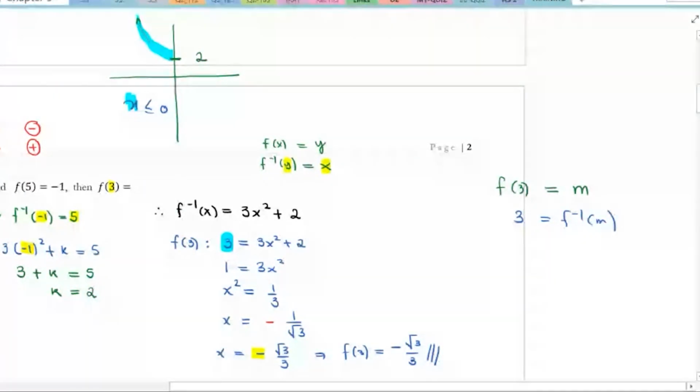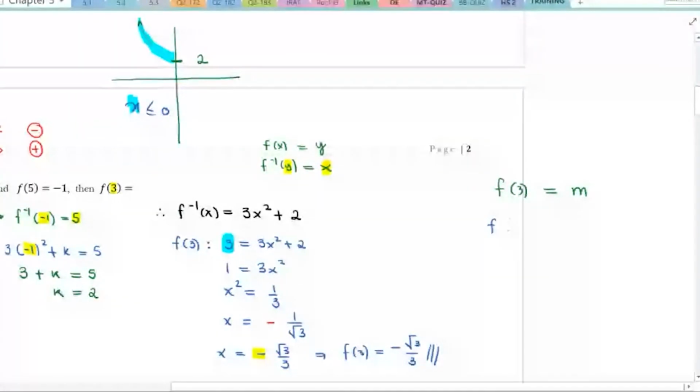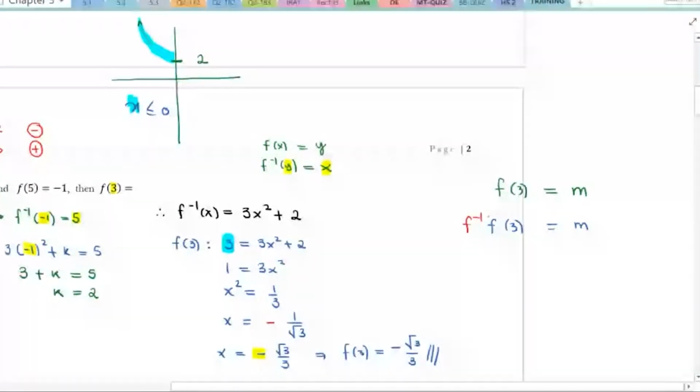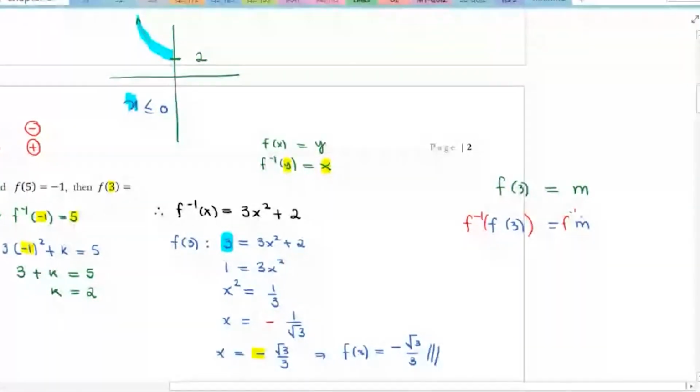If you do not understand this one, just relax. You have f of 3 equal to m. So take the inverse of both sides, f inverse of this one, and f inverse of this one. So 3 is going to be equal to f inverse of m. Is it clear now? Yeah, because f inverse of the inverse is going to give you the original function, right? Yes, yes. All right. Abdul Malik, you have a question?